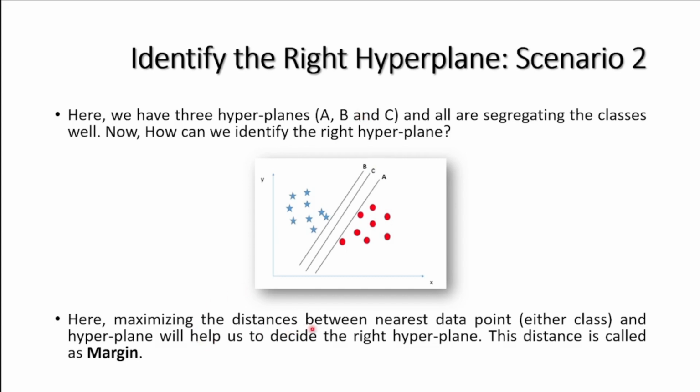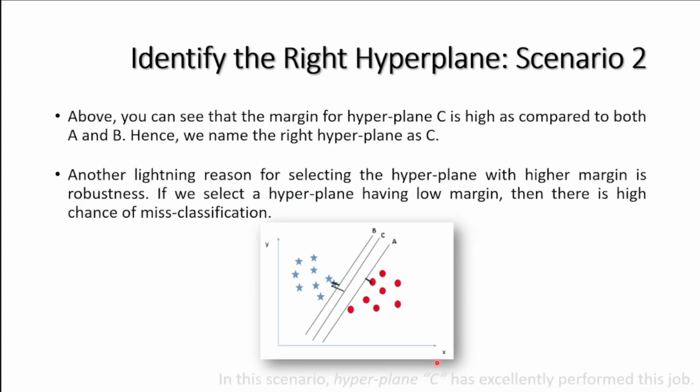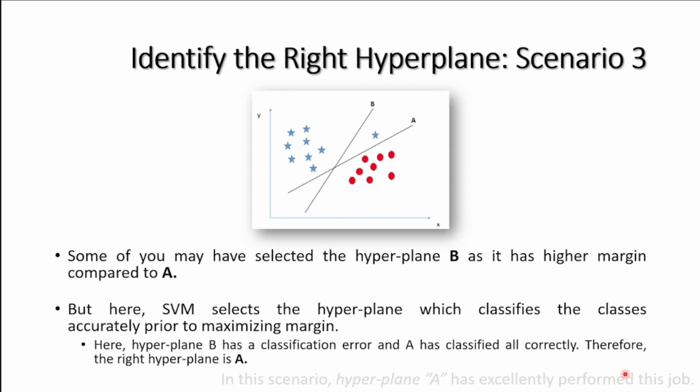Here we can say that maximizing the distance between the nearest data points, also known as support vectors, for each class will help us decide the right hyperplane. The distance is called margin, as we discussed before, right? Above we can see that the margin for C is higher compared to the previous A and B. Hence C is a good one. It's the hyperplane for this given data. In this scenario, hyperplane C performed excellently for this job.